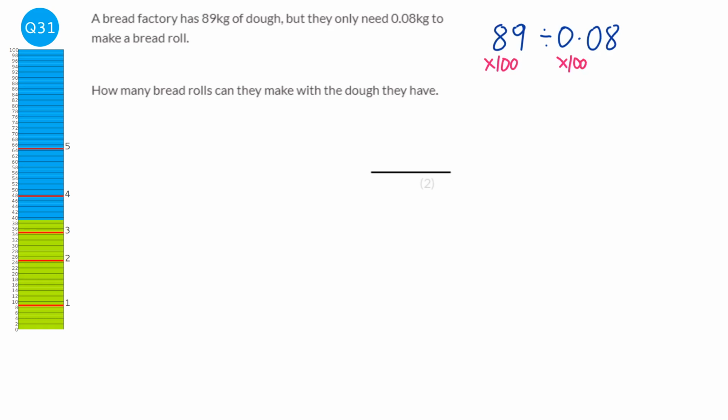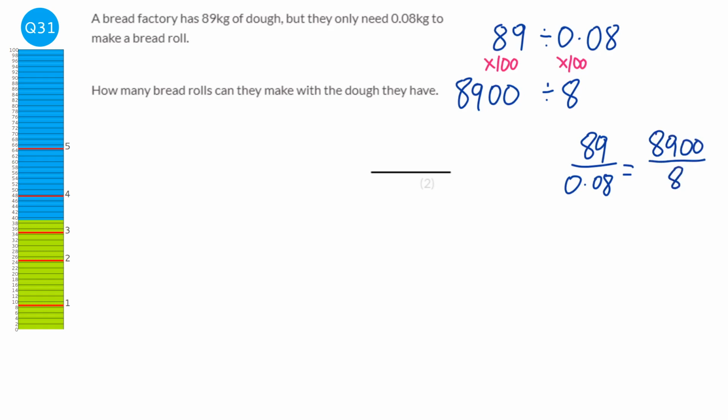Because it will make the division a lot easier, because it will make this right hand side, instead of 0.08, it will just make it 8. The reason we can do that is 89 divided by is the same as 89 over 0.08. And as a fraction, we can just times top and bottom by 100. So it would be this over 8. So now we can do the bus stop method.